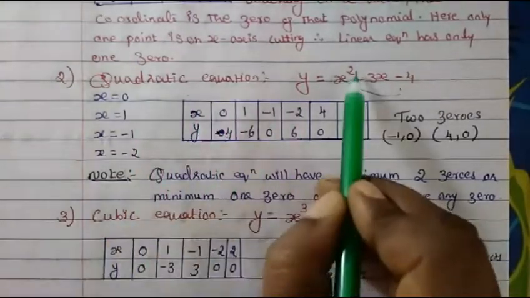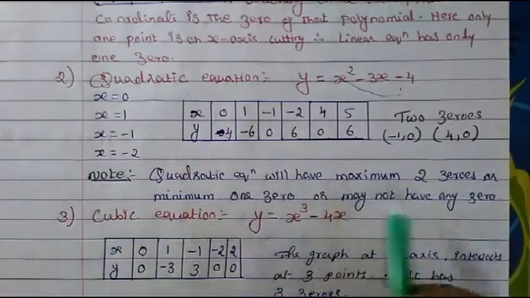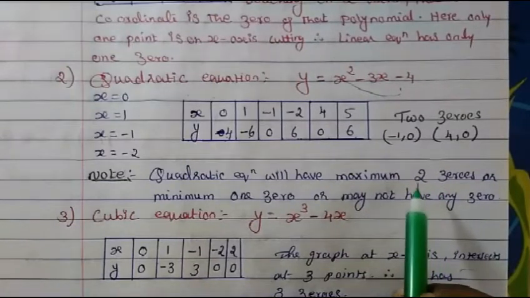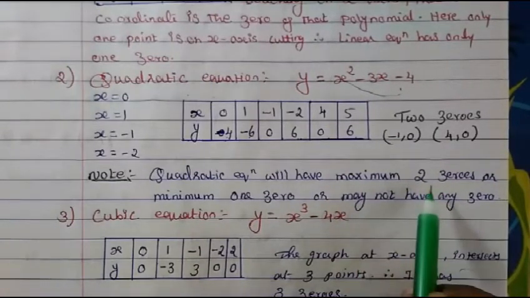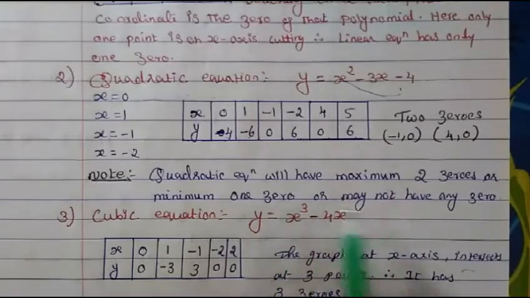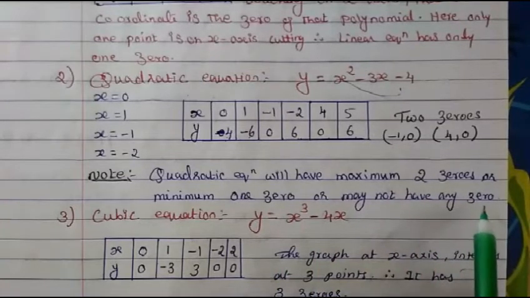Quadratic means the highest power is 2. So the maximum will be 2 zeros. It can be less than 2 but not more than 2. Less than 2 means it can be 1, or it cannot have any zero also.